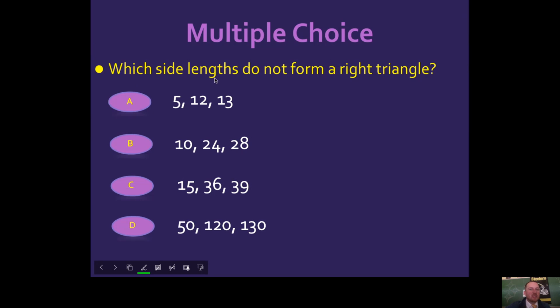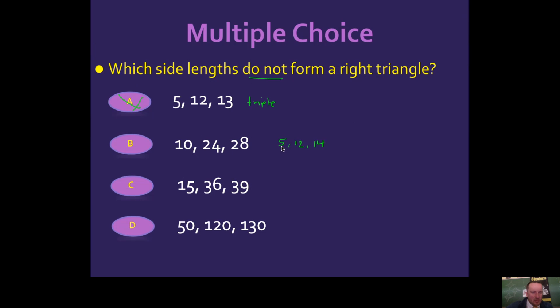Here's multiple choice. Which side lengths do not form a right triangle? 5, 12, 13. I know this is a triple, so it's definitely going to form a right triangle. You want which ones do not form a right triangle. 10, 24, 28. It looks like they're all divisible by 2. That gives you 5, 12, 14.